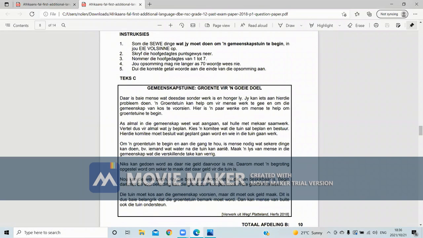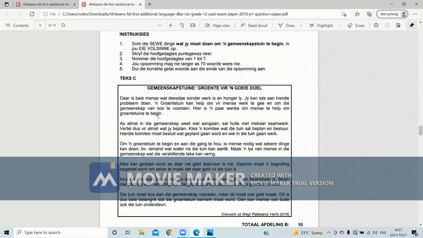Okay, so we're going to do 7 thoughts. And you want to remember this. This says wat jy moet doen om 'n gemeenskapstuin te begin. So what do we have to do to start a community garden? Okay, so let's read. Gemeenskapstuine, and also a good idea is to take 70, because we're not allowed to go over 70. You go 70 divided by 7 ideas. So we have 10 words per sentence. Okay, that makes it a bit easier.